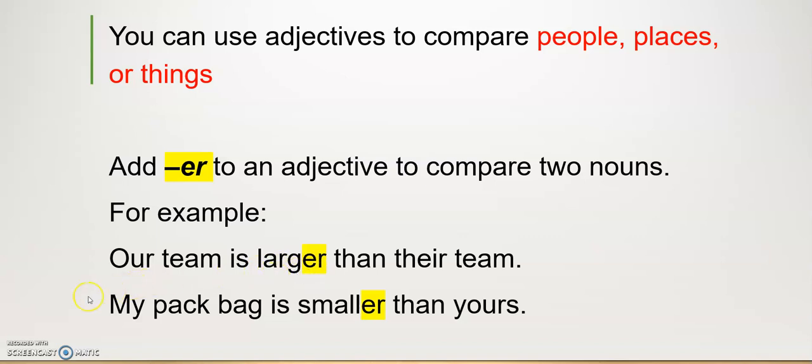Okay, the second one. My backpack is smaller than yours. I'm comparing my backpack to yours. I'm just giving you the information that my backpack is smaller than yours. So I'm comparing only two nouns. That's why I added er to small. Okay.